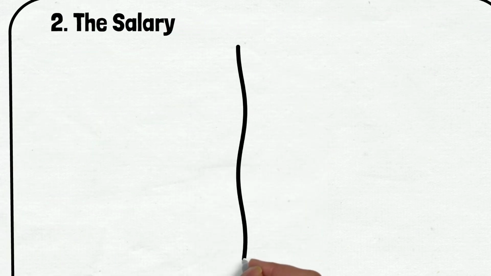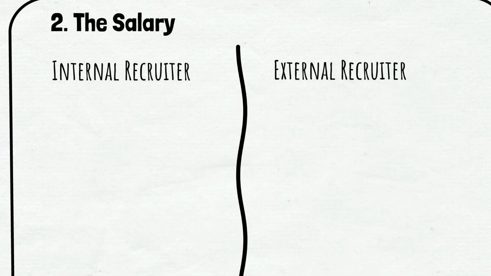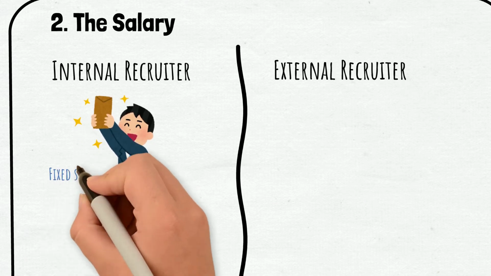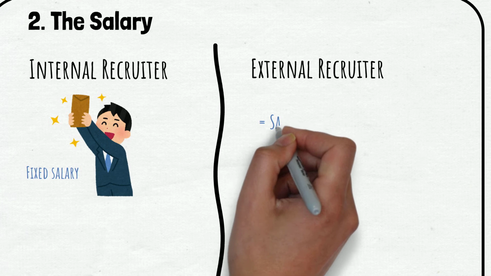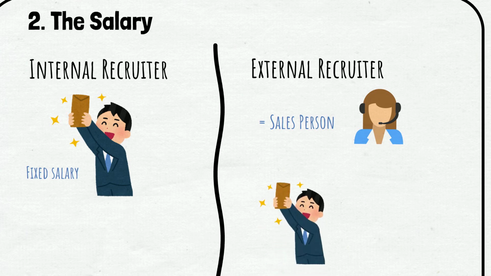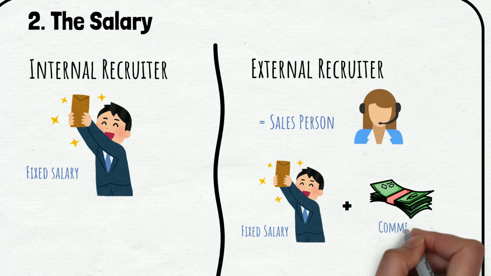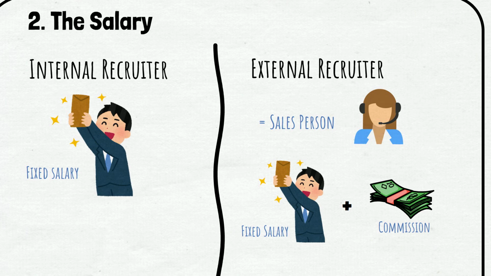The salary structure for an internal versus external recruiter differs. An internal recruiter is usually paid a fixed salary every month. However, an external recruiter's job is similar to that of a salesperson. They have to do tons of business development work to persuade various companies to work with them. Usually, they reach out to these companies through telemarketing, networking sessions, or even through candidate referrals. An external recruiter is usually paid a basic salary with commission, and this commission is calculated based on a percentage of the amount of sales they are able to bring in each month.